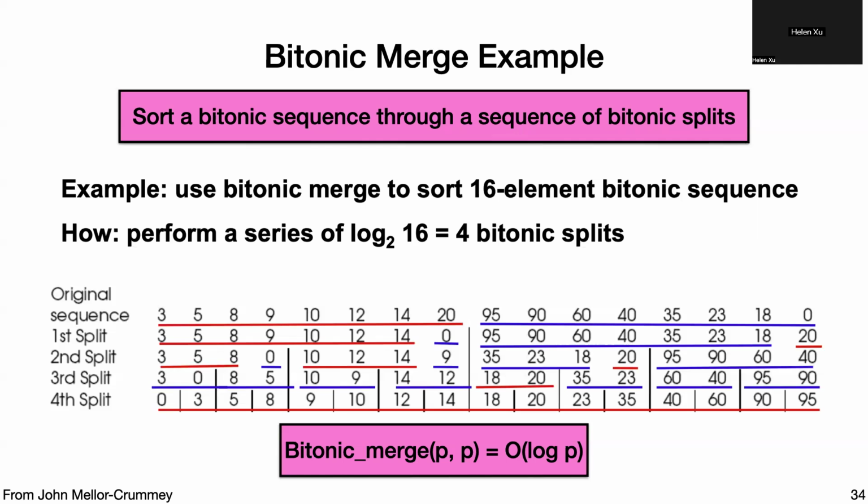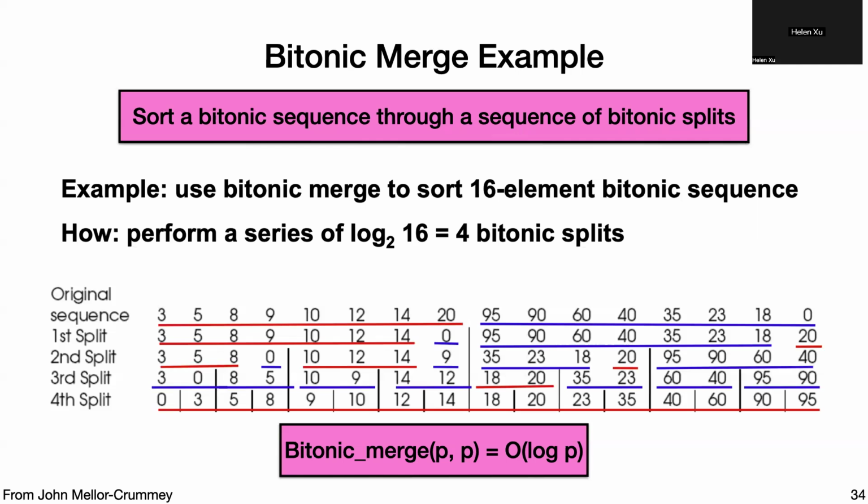And so you notice like we swapped 35 and 95. We swapped 23 and 90. We swapped 18 and 60. And then we swapped 20 and 40. And this is now down and then up. And this is also just down. Yeah, and you keep doing that.